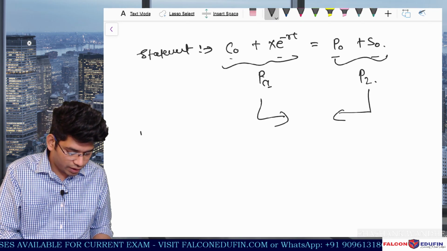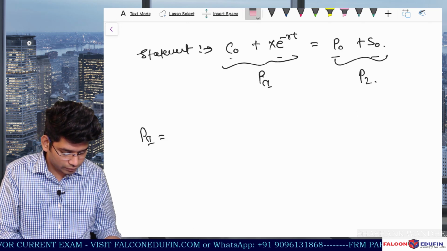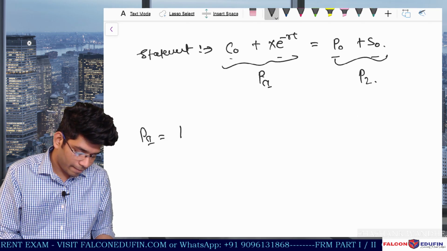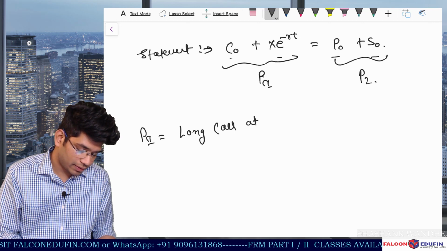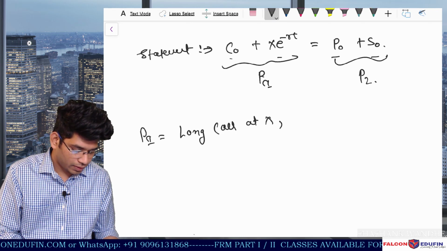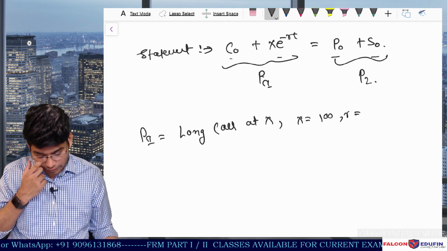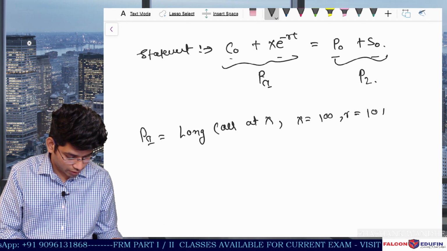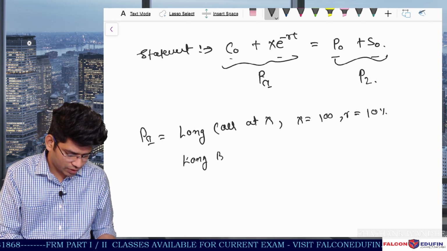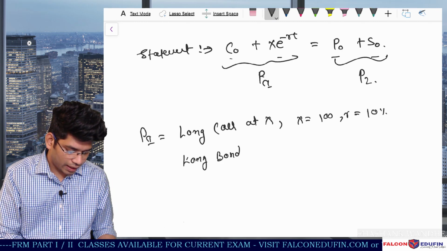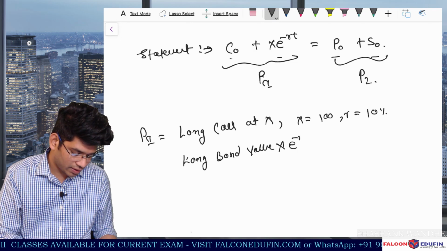So let's first start with P1. What is this P1? P1 is a long call at strike price X. Here we will assume X is equal to 100 and R, the risk free interest rate which we will require for the calculation, is 10%. And then we will need a long bond, that is ZCB. I'm just writing it down as bond, and the value is X times e to the power minus RT.